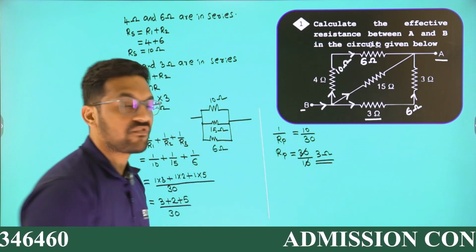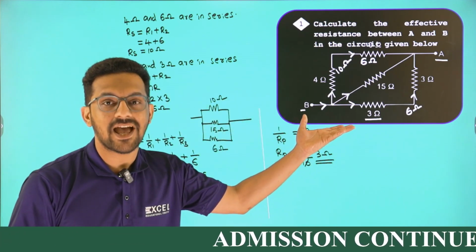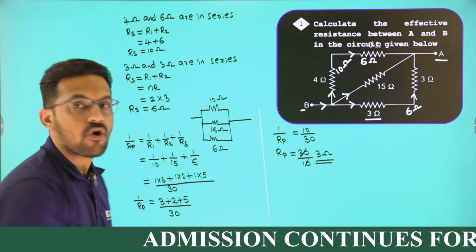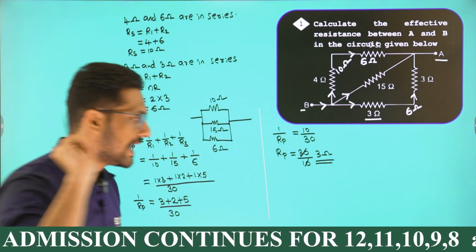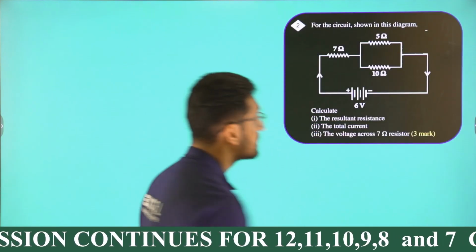So what is the effective resistance between A and B? That will be 3 ohm. Okay, that was the first question. Let's see the next one.